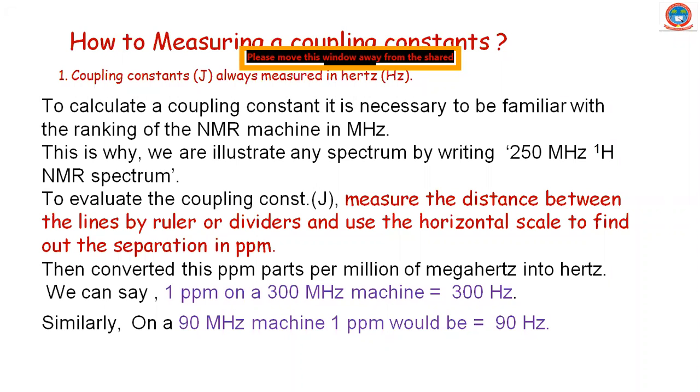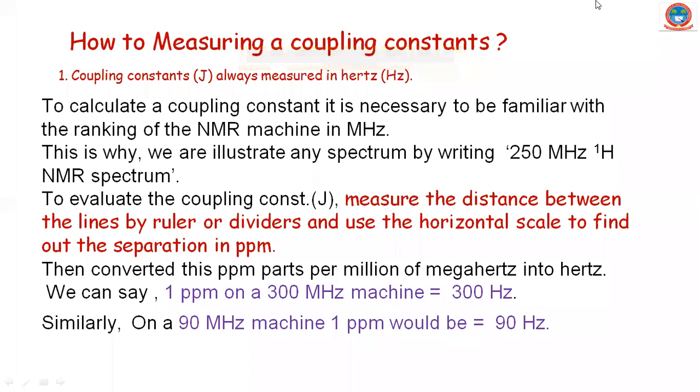Right. So to evaluate the coupling constant, which is denoted by J, this is the most important sentence, very important. Measure the distance between the lines, the split lines, by a ruler or dividers, and use the horizontal scale to find out the separation in parts per million. I will repeat the sentence: measure the distance between the lines by a ruler or dividers, and use the horizontal scale to find out the separation in parts per million. Okay, fine.